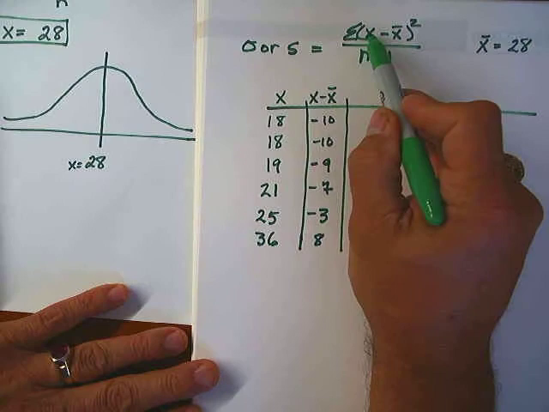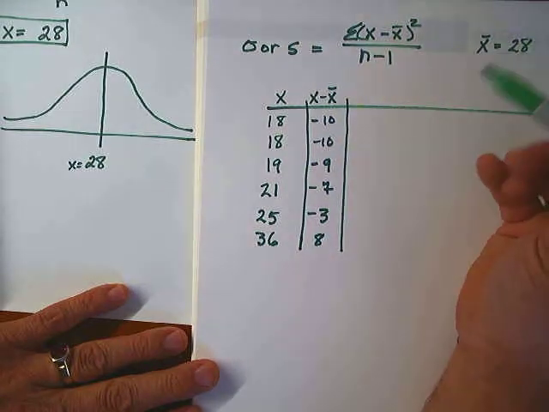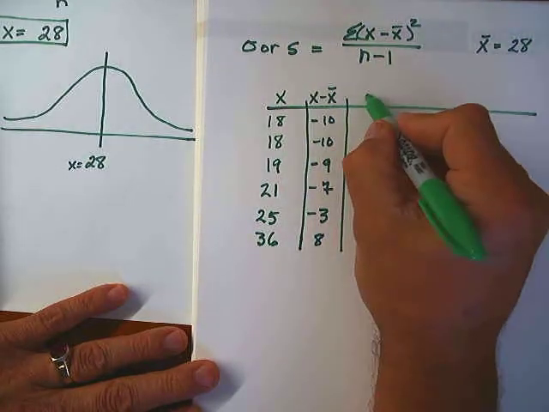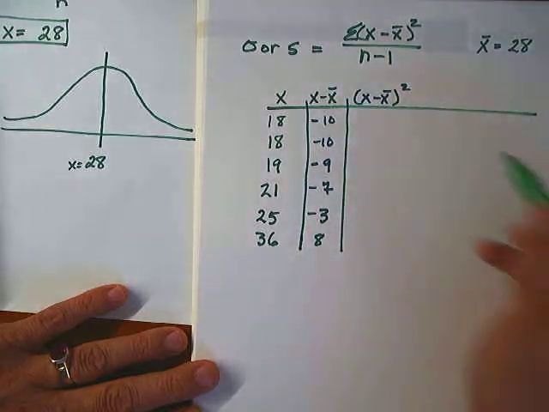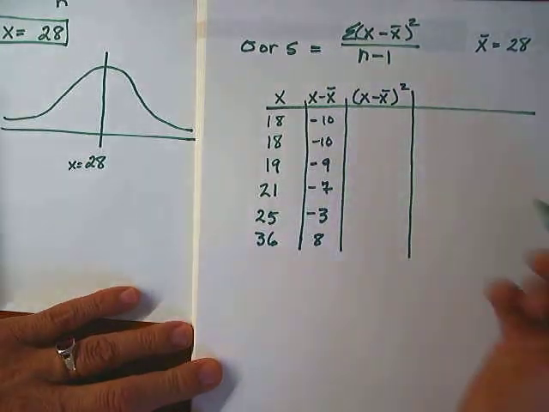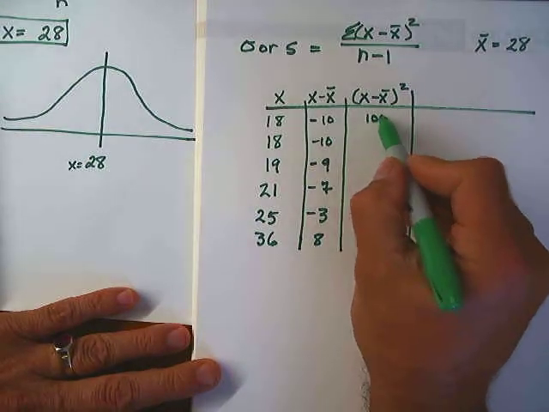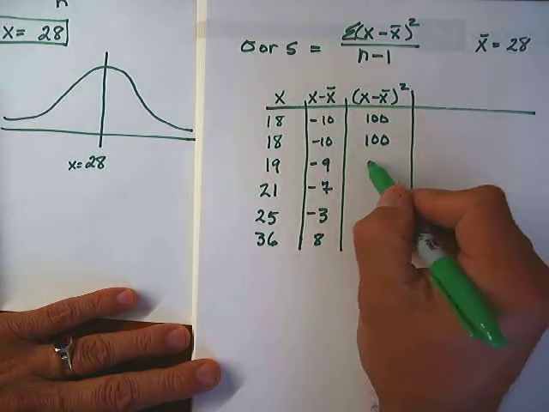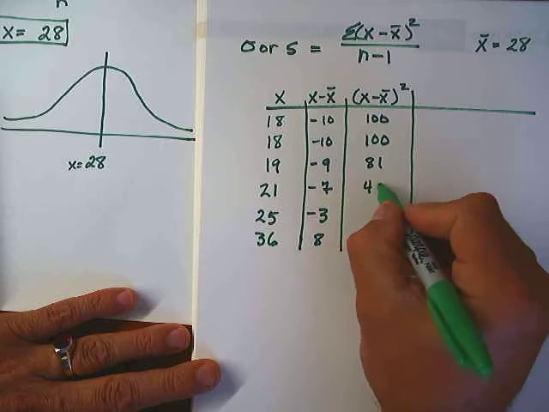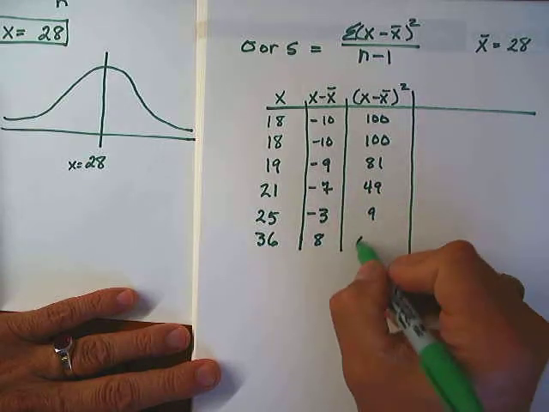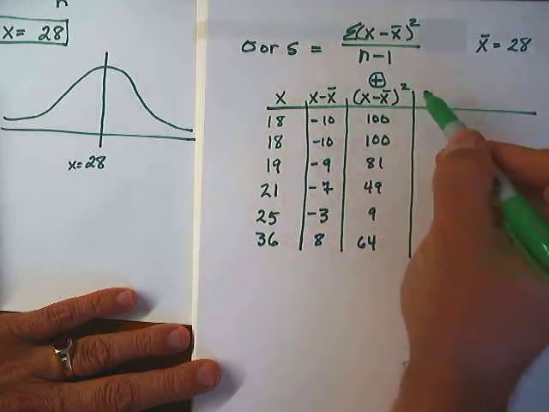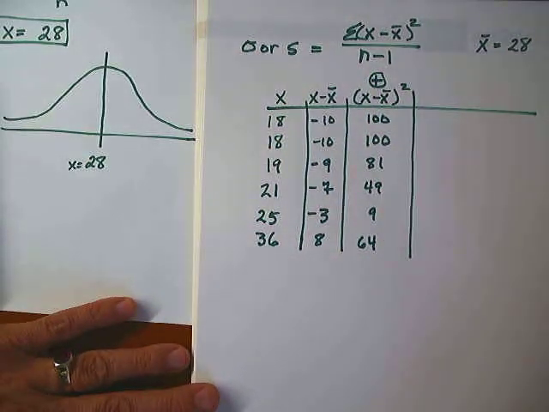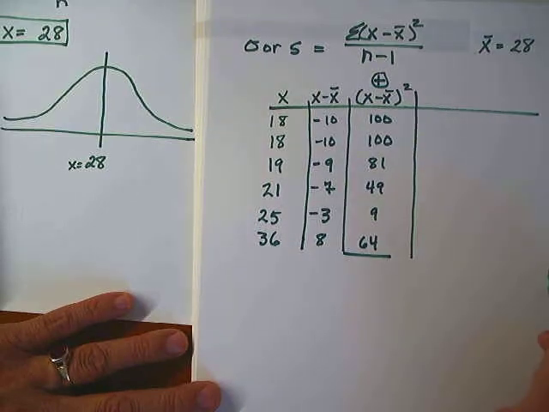36 minus 28 is equal to 8. Okay, so there's your x minus x bar. Now, of course, you got an x minus x bar, and then you got to square it. So take each one of these and square it. So x minus x bar, quantity squared, and that's going to give you 100, 100, 81, 49, 9, and 64.